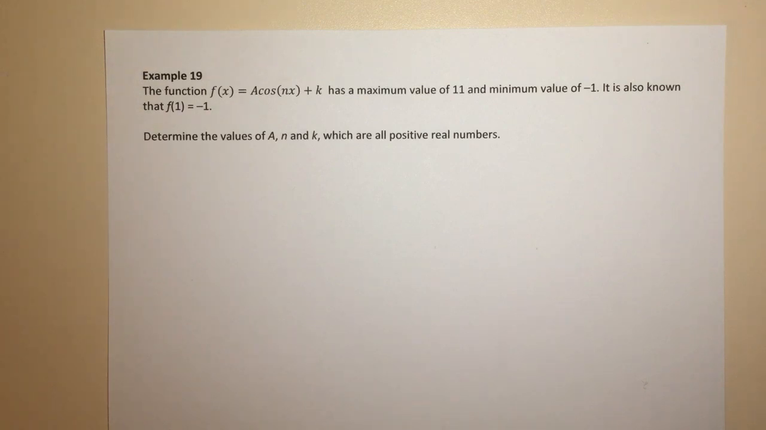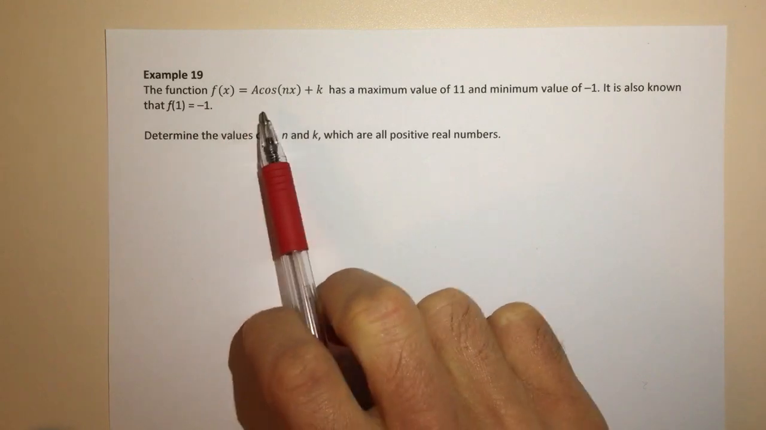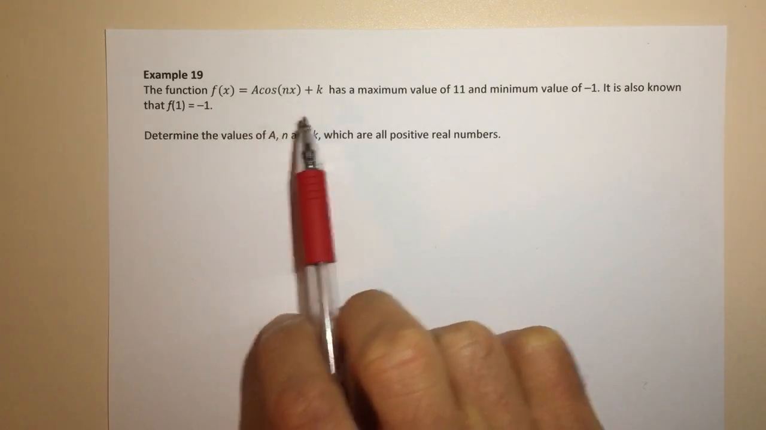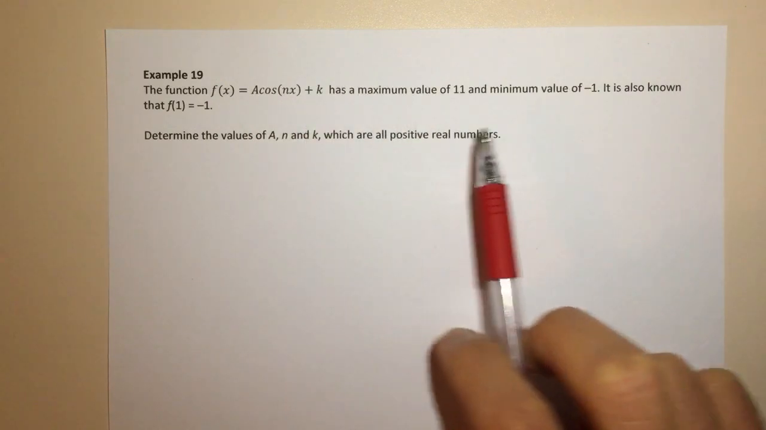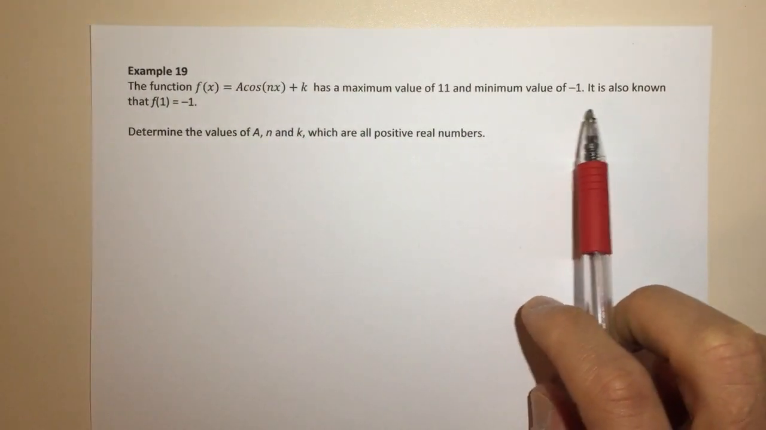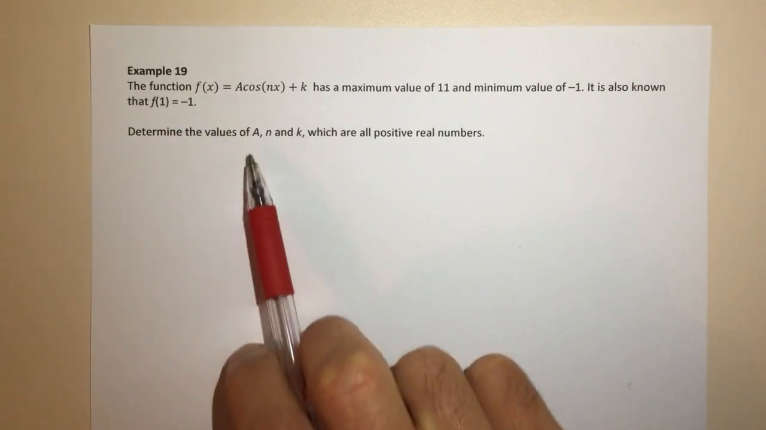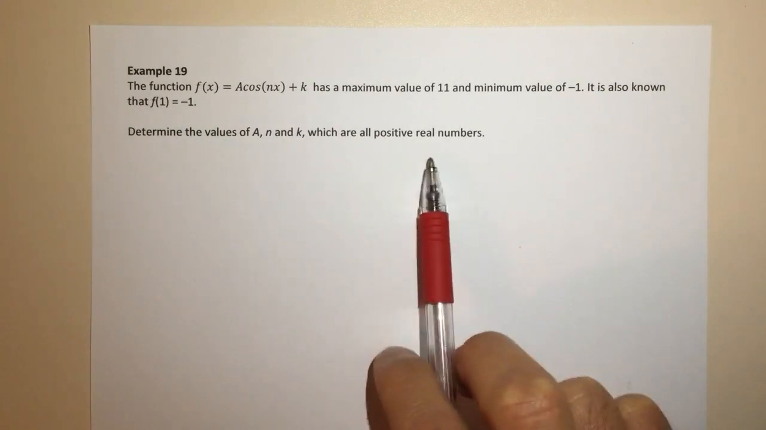And last example in this section, example 19, we've got a function f of x equals a cos of nx plus k, so a few unknowns in this rule. We're told that it's got a maximum value of 11 and a minimum value of -1, and it's also known that f of 1 equals -1. And with that information we have to find the values of a, n and k, which are all positive real numbers.